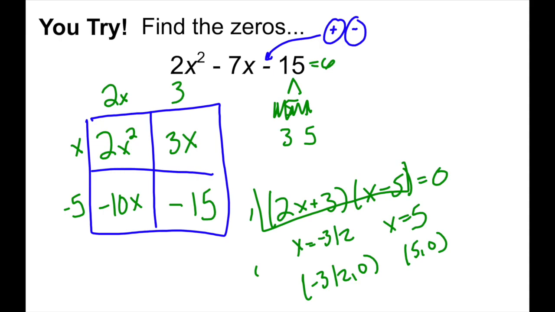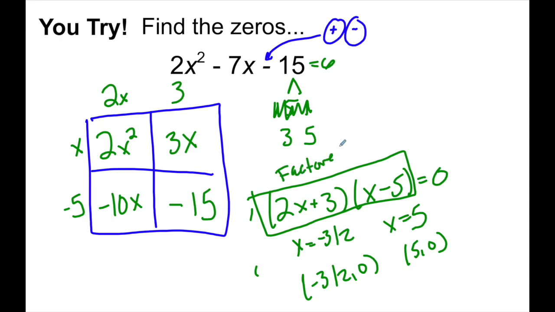Okay, I don't like how I did that. So again, third time's a charm. There we go. So this is factored. These are x-intercepts. Nope. These are zeros or roots. And these are x-intercepts. Okay?